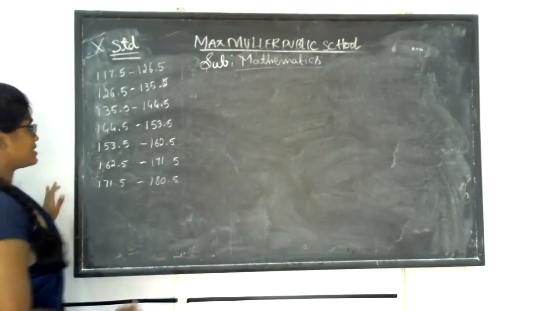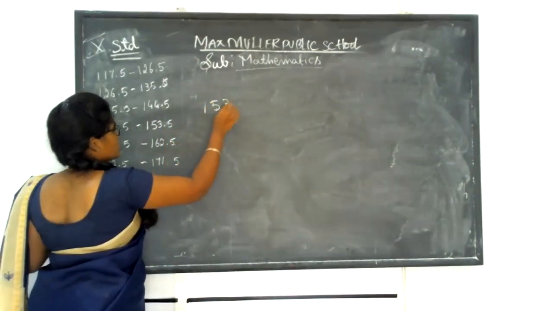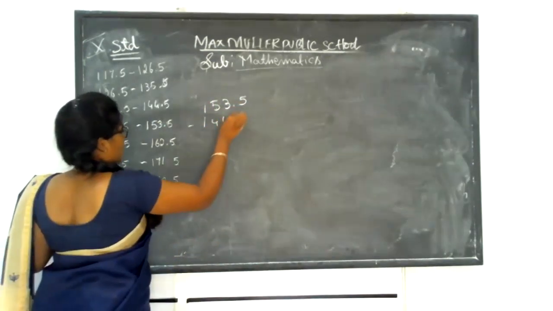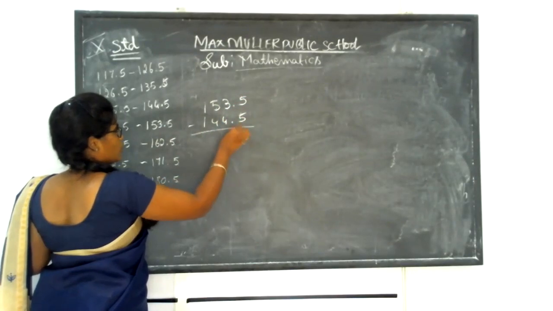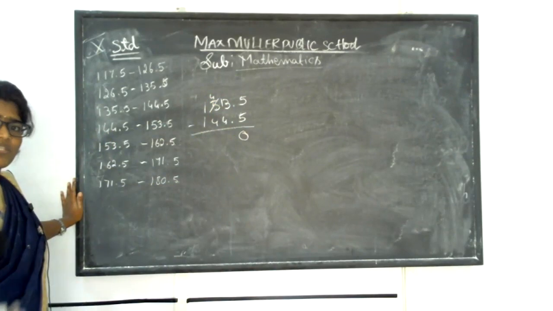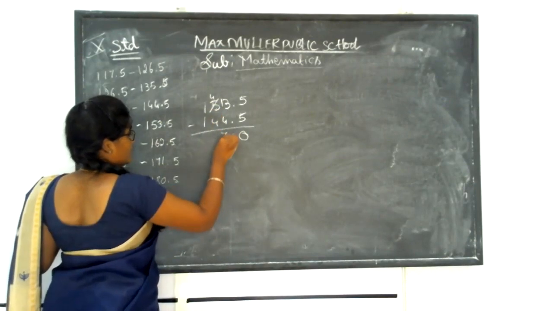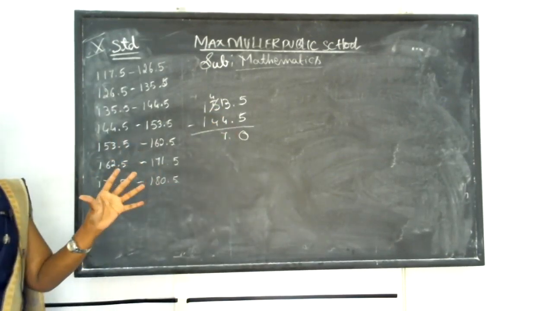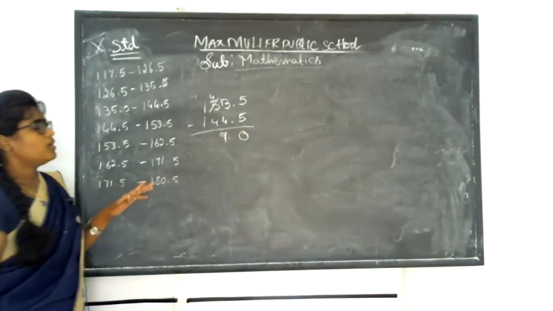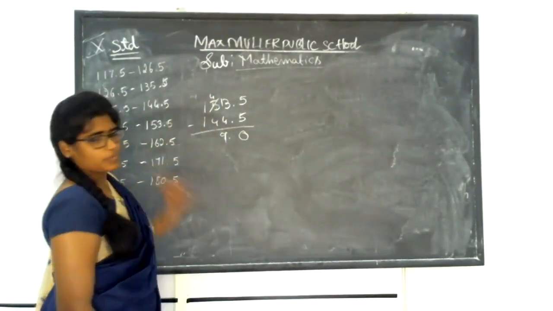Now let us subtract it. Let us see whether the class size is the same or not. Subtract randomly. I'll take the fourth one: 153.5 minus 144.5. How much is that? 5 minus 5 is 0. In 3, 4 won't go, so borrow. It becomes 13, and 13 minus 4 is 9. Then 4 minus 4 is again 0, and 1 minus 1 is also 0.